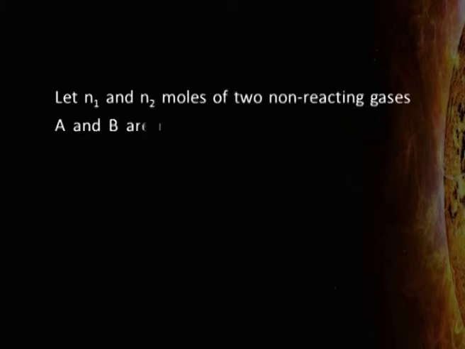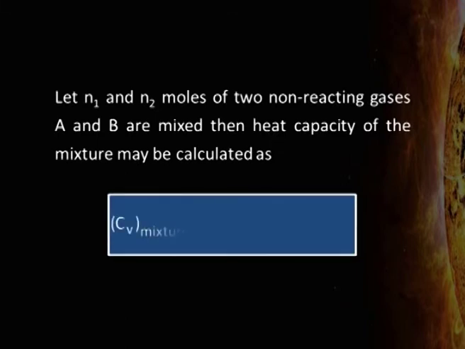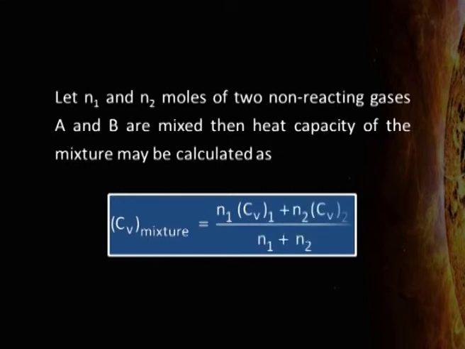If there is a mixture of gases, we can calculate the molar specific heat of the mixture. Let N1 and N2 moles of two non-reacting gases A and B be mixed, then the heat capacity of the mixture may be calculated as Cv, that is heat capacity of the mixture, will be equal to (N1 Cv1 plus N2 Cv2) divided by (N1 plus N2).